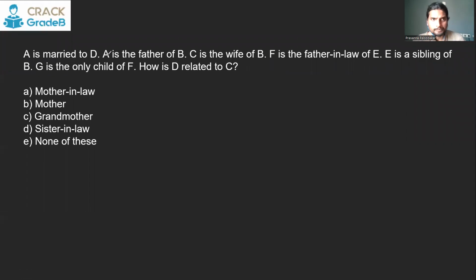For example, this is the question. A is married to D. A is the father of B. That tells us that A is a male. A is married to D. That means D is a female. A is the father of B. C the wife of B. That means B is a male. C is the wife of B.